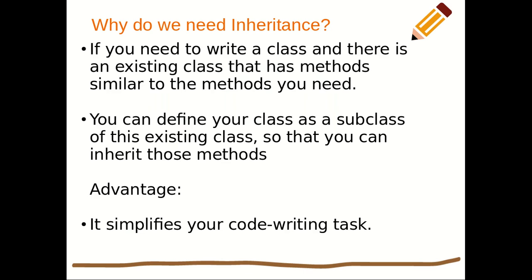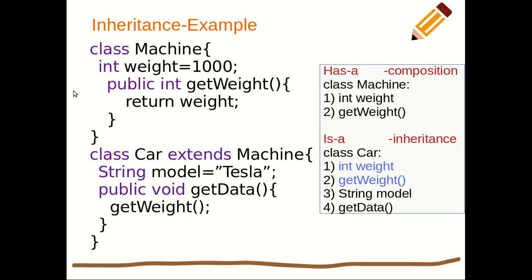Now, why would we need to inherit a class? If you need to write a class and there is an existing class that has methods similar to the methods that you'd want to use in your class, you can define your class as a subclass of the existing class so that you can inherit these methods. That way, the advantage would be simply that you do not have to rewrite the code for those methods that you are inheriting. Okay, let's look at an example.